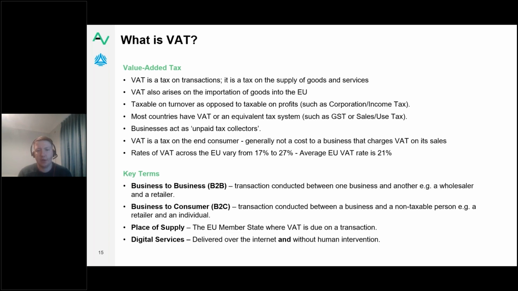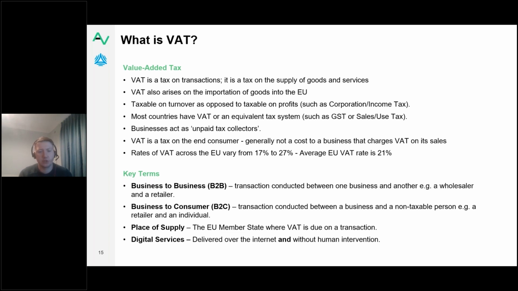Across the EU, VAT can vary from 17 to 27%. The average rate is bang on 21%. In Ireland, it's 23%. So the key terms which we will chat through today are, first, business to business, or B2B. That is a transaction between one business and another, for example, a wholesaler and a retailer. Business to consumer is a transaction between a business and a non-taxable person or a consumer, for example, a retailer and an individual. Place of supply is a term used to determine where VAT is due on a transaction. So it's generally the member state where VAT is payable or accountable.